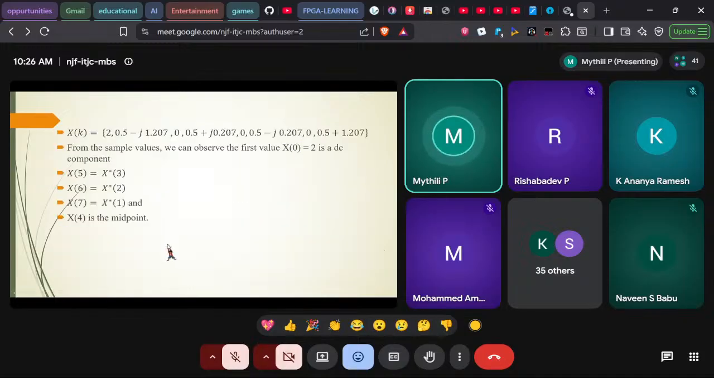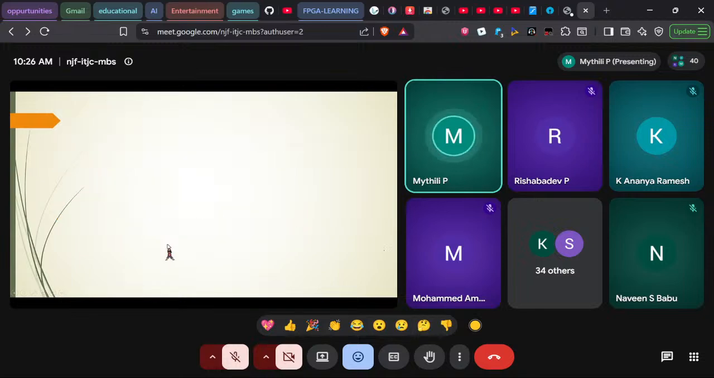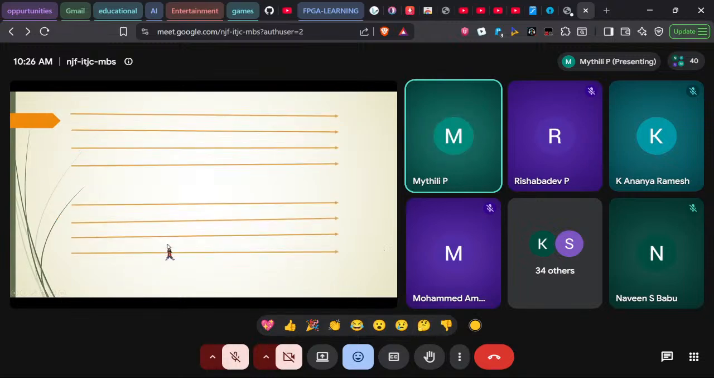After computing the DFT, you can write it down like this properly. If you are very good in computation, you can save time. You can do only the first 5 values. The rest of the values you can have as a conjugate. So this classwork we will do tomorrow.